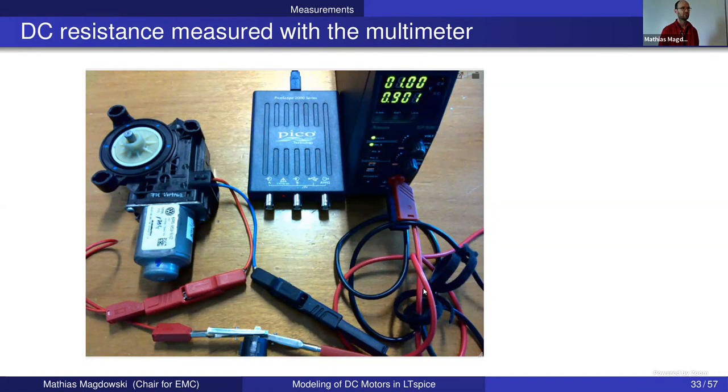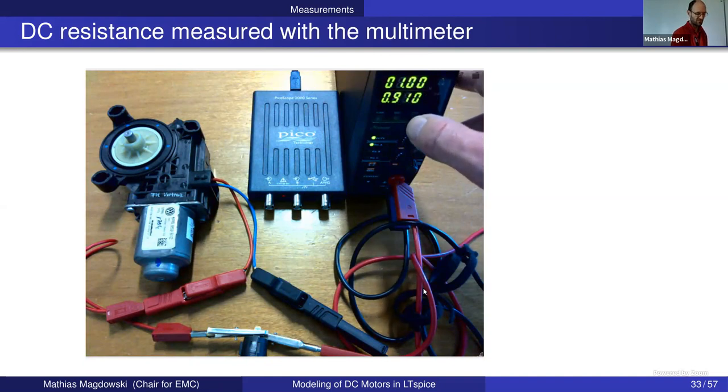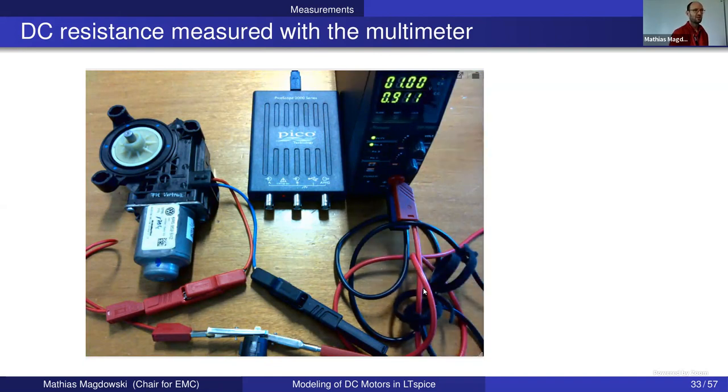But there is a current. So for 1 volt, we have 0.9 amperes of current flowing. And now at the moment, also just the resistance of this motor will be active. Because the current is not changing, the inductance does not do anything, and the motor is not rotating, so we don't have this back electromotive force.